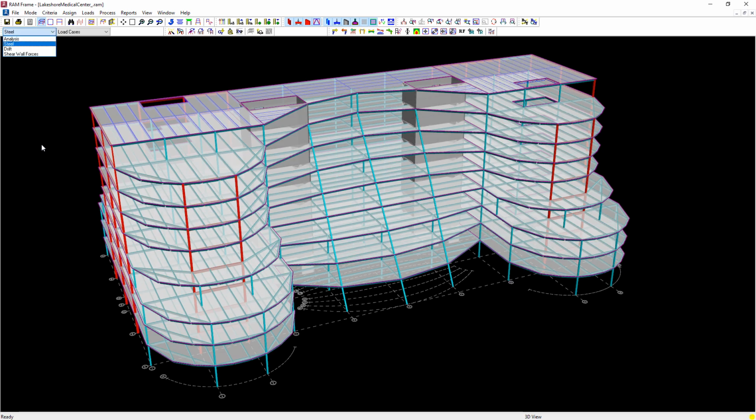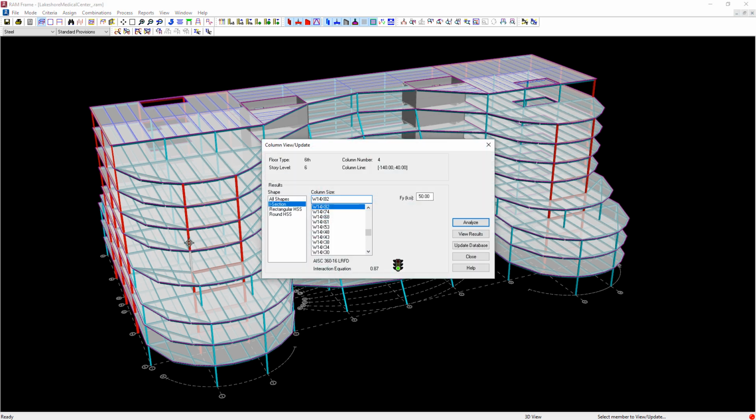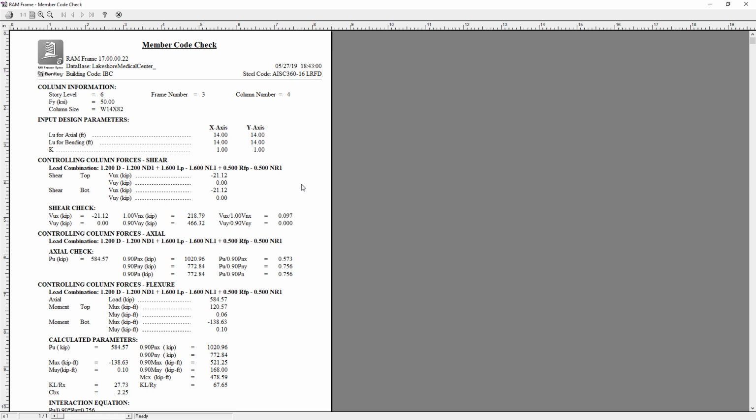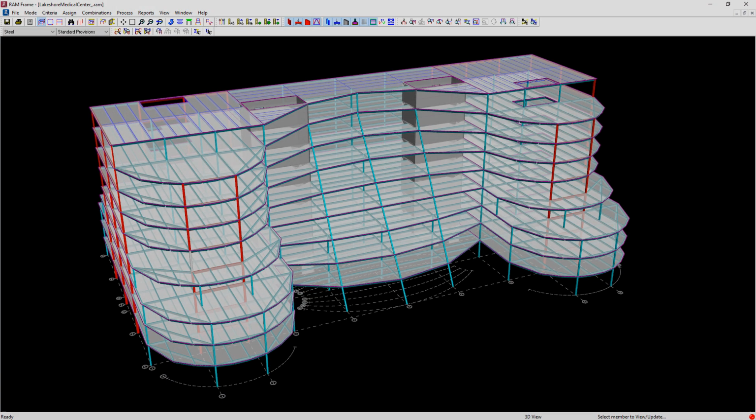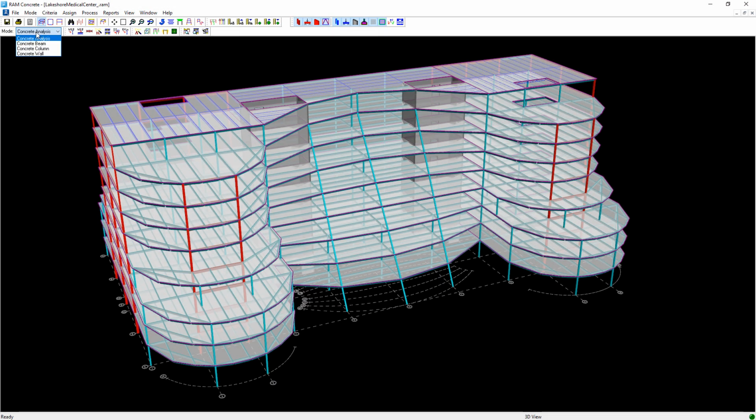And then we can investigate the member capacities so that we can determine if there is a weak story irregularity. And so, for example, we can look at the column. We can very quickly see what the moment capacity or what the shear capacity is for that column. And similarly, we would look at the axial capacities for the braces and so forth to determine the story strength.